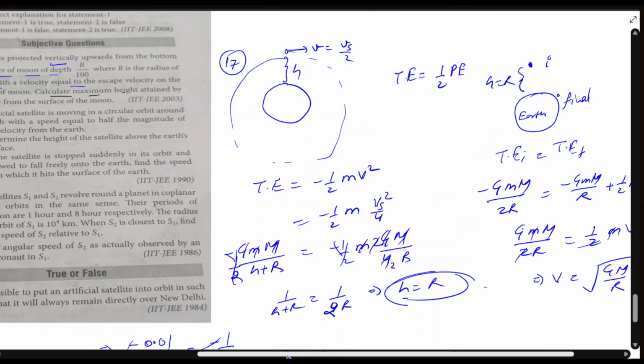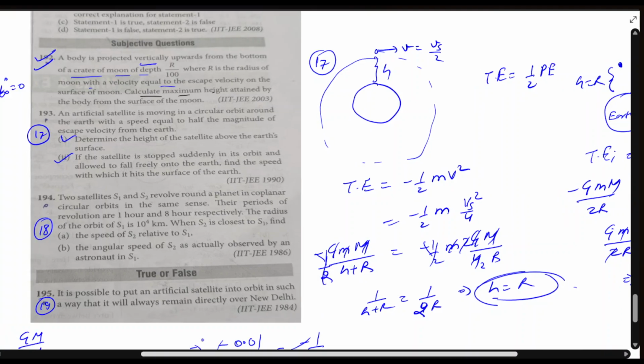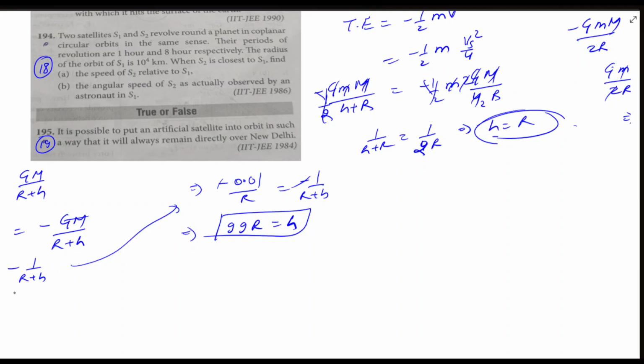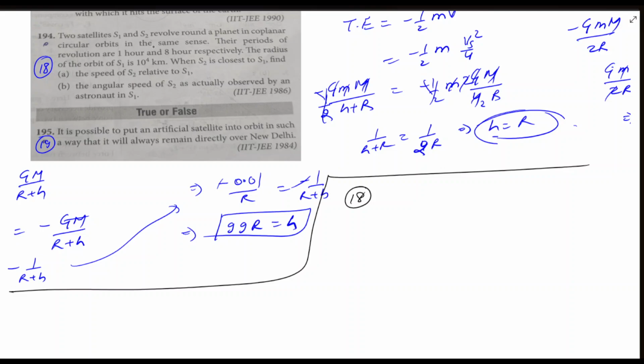Okay. So this is quite easy. Let's move on to the 18th question. What we have here is two satellites S1 and S2 revolve around the planet in a coplanar circular orbit in the same sense. So we have this planet, right? We have one satellite moving like this, and we have another satellite moving like this. So let's say this is the first satellite, this is the second.